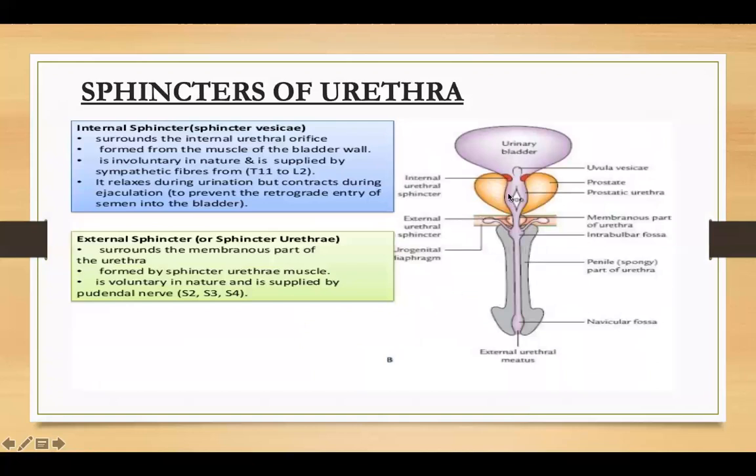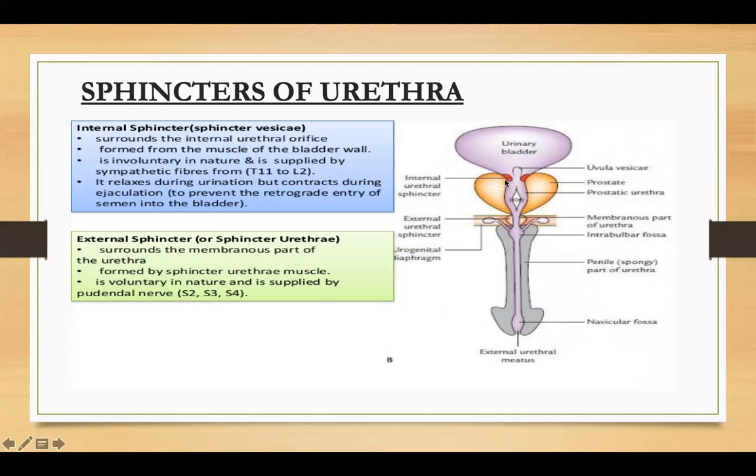Sphincters of the urethra. This is the internal urethral sphincter and this is the external urethral sphincter. Internal urethral sphincter, also known as sphincter vesicae, surrounds the internal urethral orifice. This is the internal urethral orifice, surrounded by the internal urethral sphincter formed from the muscles of the bladder wall.